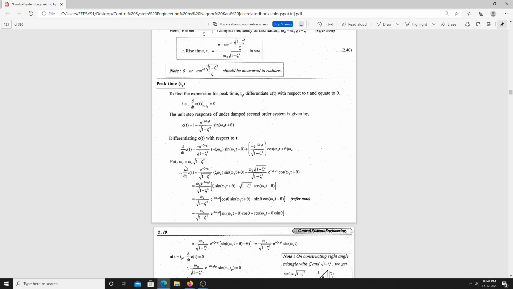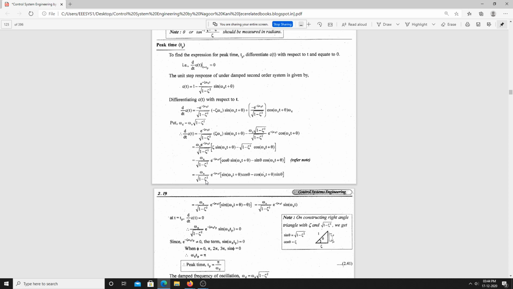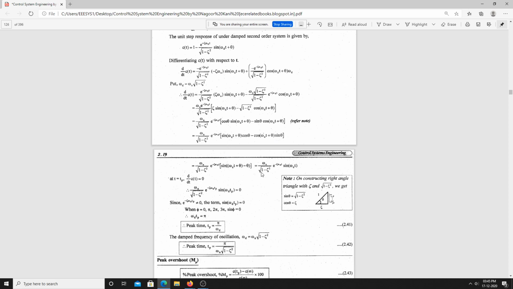I am putting omega d equal to omega n under root 1 minus zeta square in this particular expression. After putting omega d in this equation and simplifying, this is the equation we have: omega n by under root 1 minus zeta square e power minus zeta omega n t of sin of omega d t plus theta cos theta minus cos of omega d t plus theta sin theta. By simplifying this, finally we have omega n by under root 1 minus zeta square e power minus zeta omega n t sin of omega d t.